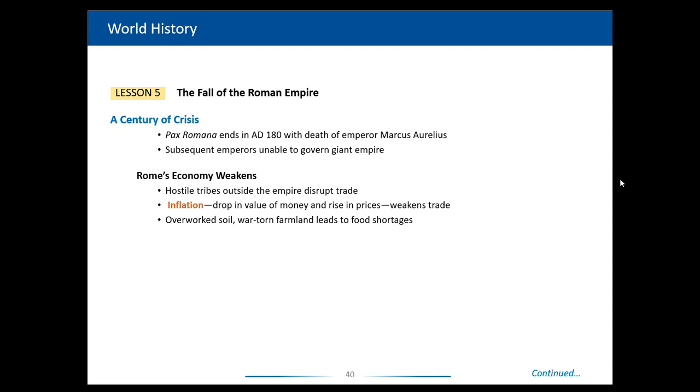So the crisis is there are weak leaders and they were unable to govern the giant empire. Number two, the money had lost its value and the prices were high for everything. Number three, there were food shortages.